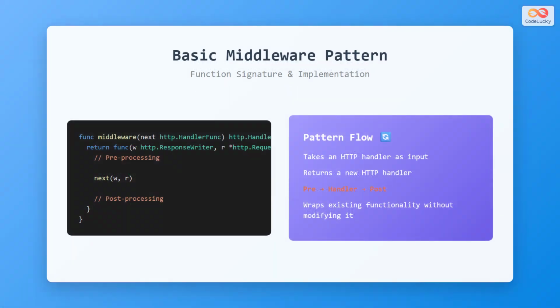The basic middleware pattern in Go involves a function signature and its implementation. The middleware function takes an HTTP handler function as input and returns a new HTTP handler function. Inside the middleware, we can perform pre-processing steps before calling the next handler, and post-processing steps after the handler has completed its execution. This allows us to wrap existing functionality without modifying it. The pattern flow is pre-processing, then handler, then post-processing.